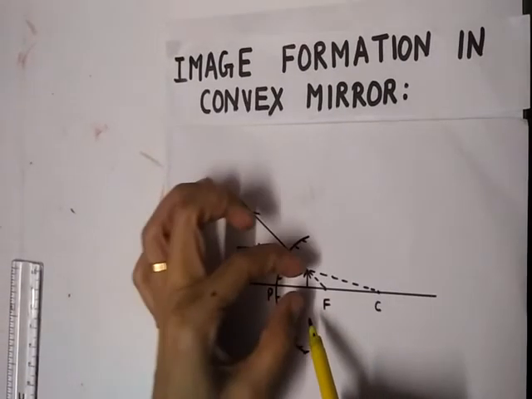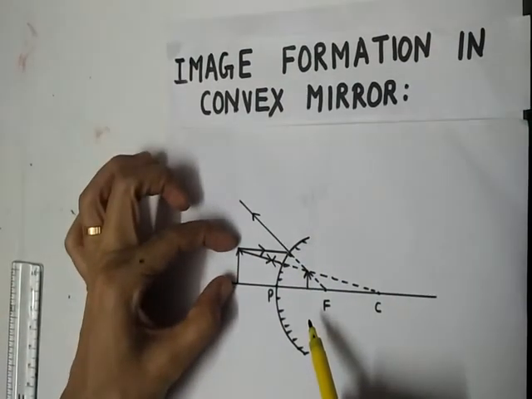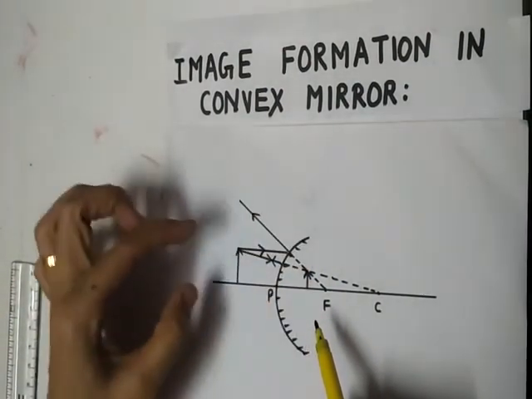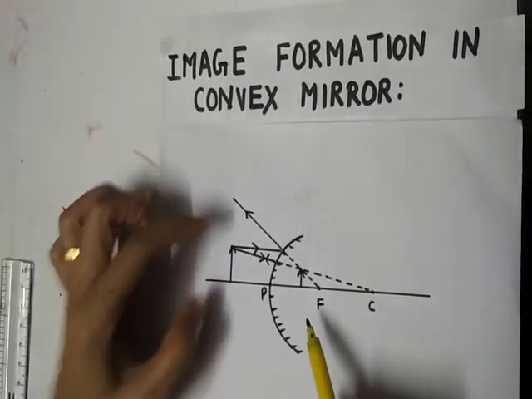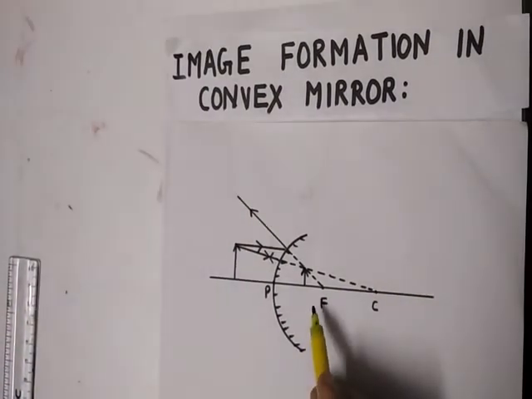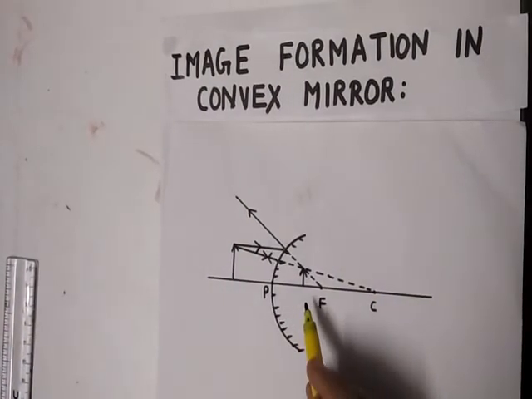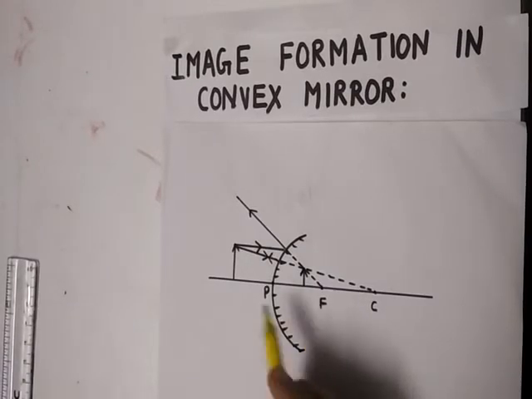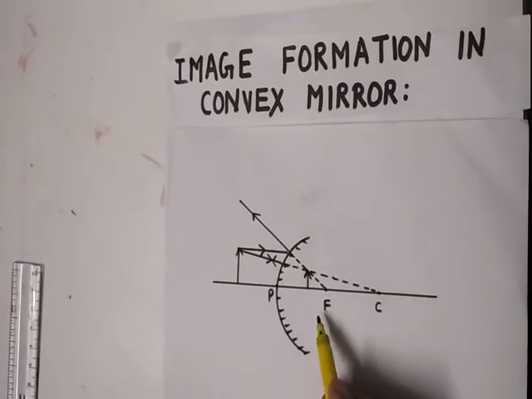And the size of image is, this is the size of object. Size of image is very small than the size of object. So we say that in case of a convex mirror, virtual erect and diminished image is formed between pole and focus.